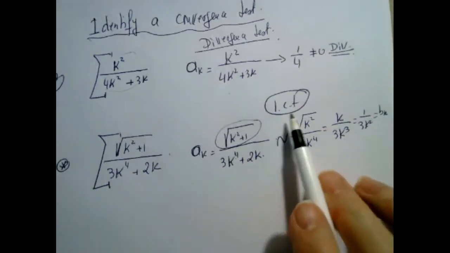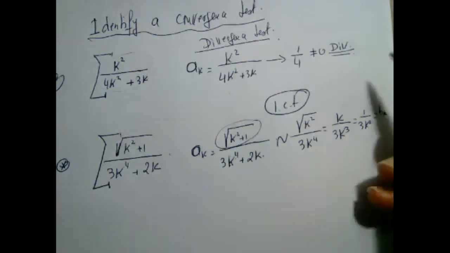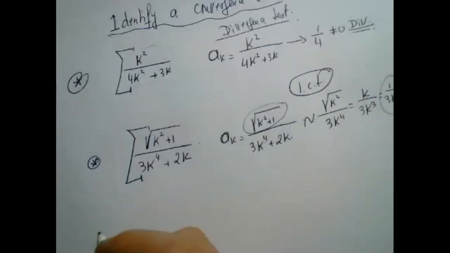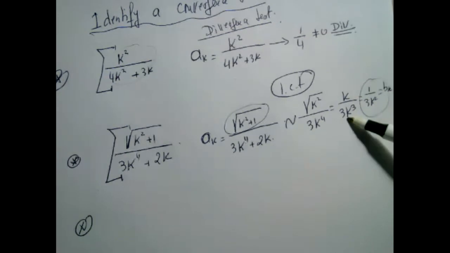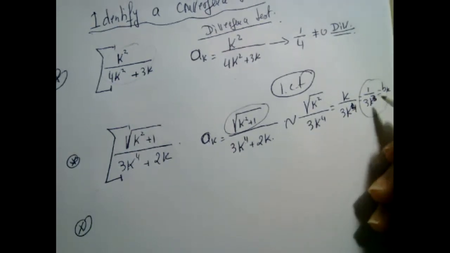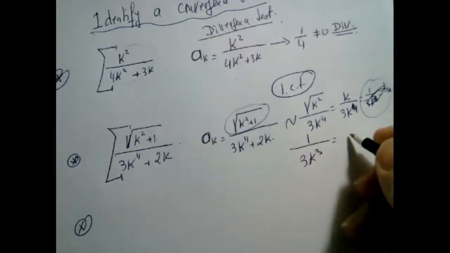All right, so limit comparison test, and I have to compare it with 1 over 3k squared. Is it 1 over 3k cubed? No, it's k over... oh, sorry, you're right, thanks. 1 over 3k cubed. Thank you very much. And that will be my bk.